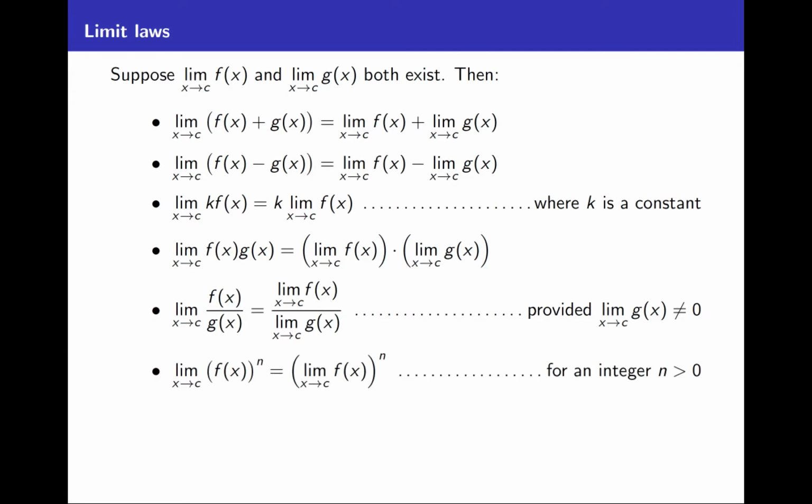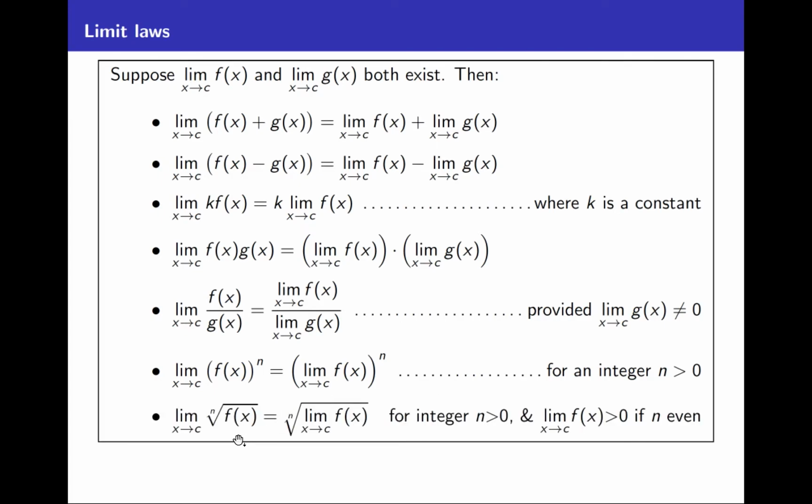Here's another one that we'll see. The limit as x approaches c of f of x raised to a power of n. That's the limit as x approaches c of f of x, raised to the power of n. The number that f of x to the power of n is getting closer and closer to as x approaches c equals the number that f of x is getting closer and closer to raised to the power of n. And this is true for any positive integer.